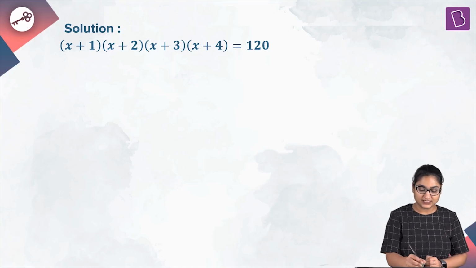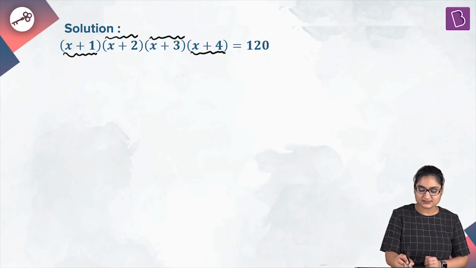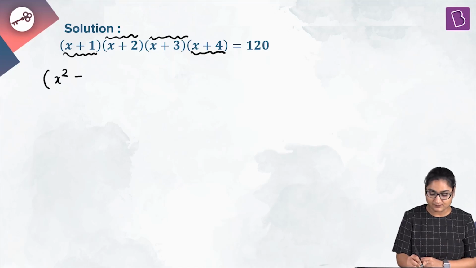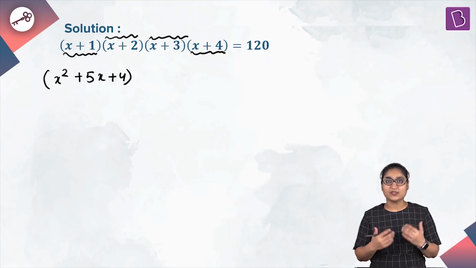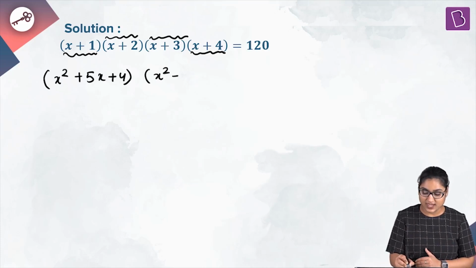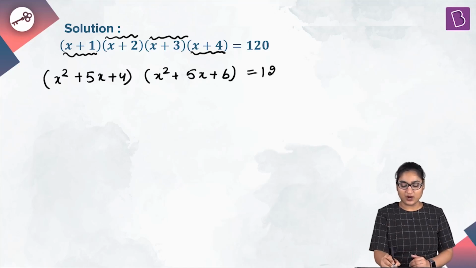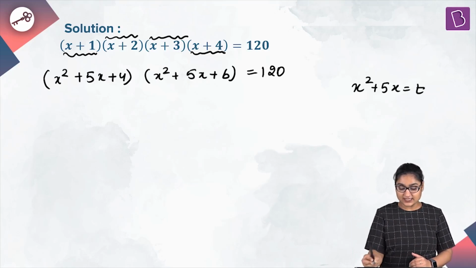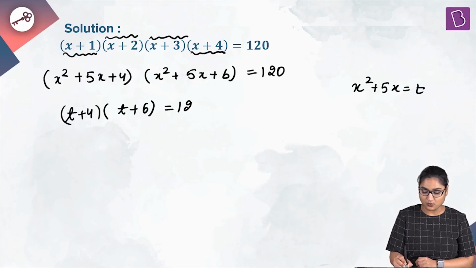What I'll do here is multiply x plus 1 with x plus 4 and x plus 2 with x plus 3. When I multiply x plus 1 with x plus 4, what I'll get is x square plus 5x plus 4, and when I multiply x plus 2 with x plus 3, what I'll get is x square plus 5x plus 6, and their product is equal to 120. Alright, now if I put x square plus 5x as t in this equation, what I'll get is t plus 4 multiplied by t plus 6, and it is equal to 120.